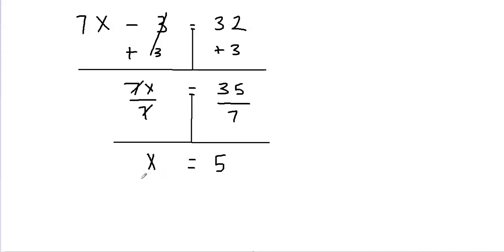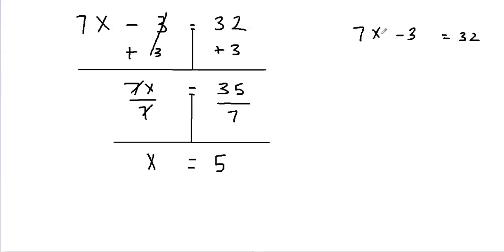Okay, now let's see if I want to find out whether my answer is correct or not. How can I check my answer? So what I'll do is I will take this value. I got x equals 5. I'm going to plug this value back into my original equation. So my original equation was 7x minus 3 is equal to 32.